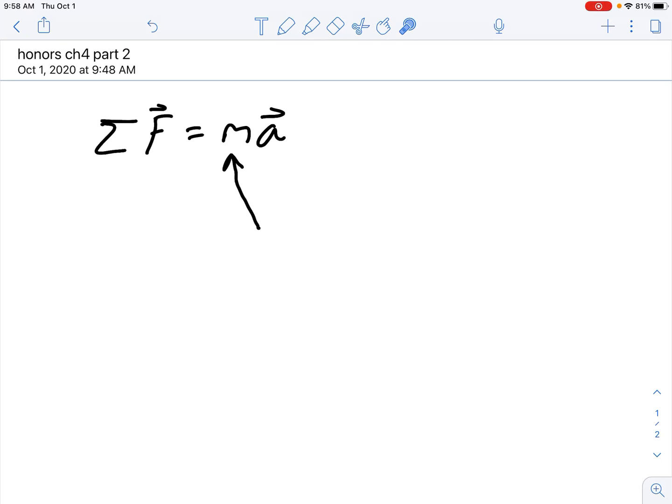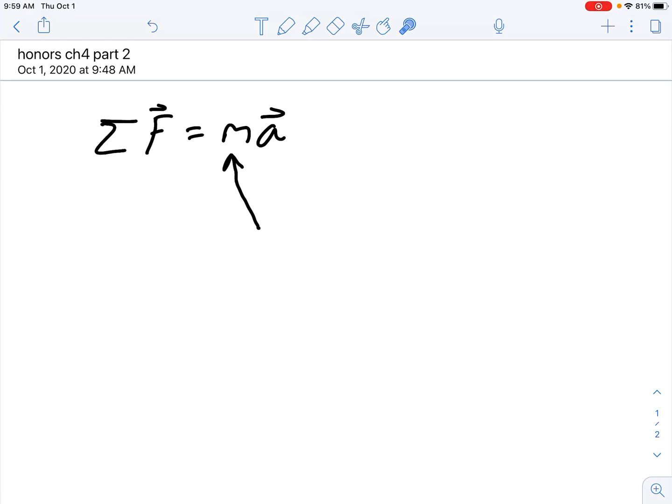If you think about it, this makes a little bit of sense, right? A low mass object is not that difficult to accelerate. A large mass object is difficult. I mean, it's pretty easy to make your iPad accelerate. It would be quite difficult to make your entire house accelerate, okay? So there we have that.